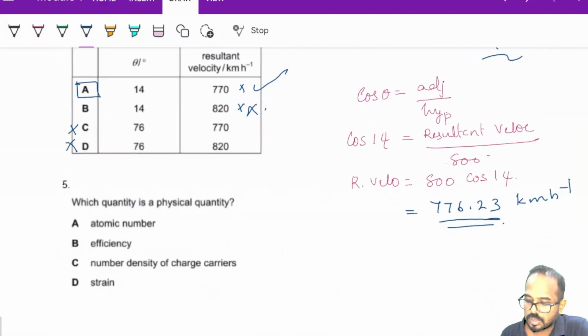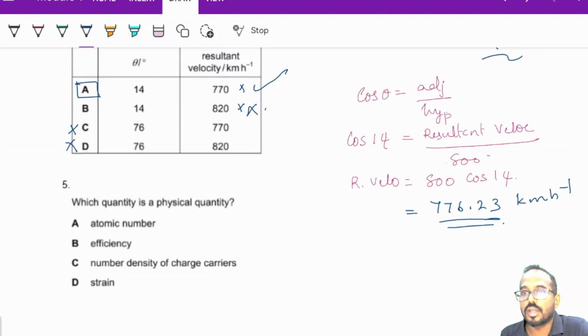The next question, the last question: which quantity is a physical quantity? Why did I choose this question? This is a simple concept, but most of the students, because of carelessness, miss this question. They have confusion in the options. To avoid that confusion, remember that a physical quantity is anything measurable, and it comes with a unit only. Okay, remember this, it comes with a unit only.